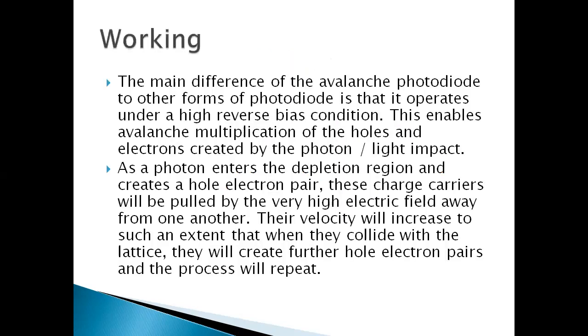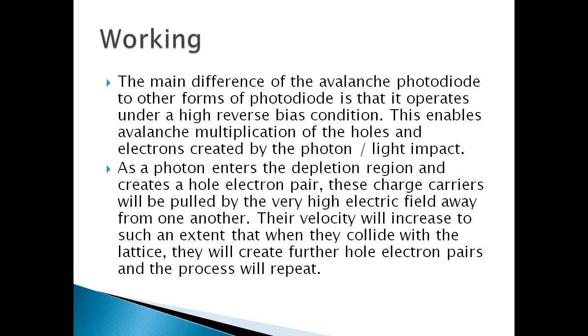The main difference of the avalanche photodiode from other forms of photodiode is operating it in high reverse bias conditions. All the other photodiodes can also be operated in forward bias conditions, but this avalanche photodiode is operated only in high reverse bias conditions. This enables the avalanche multiplication of holes and electrons created by light impact.